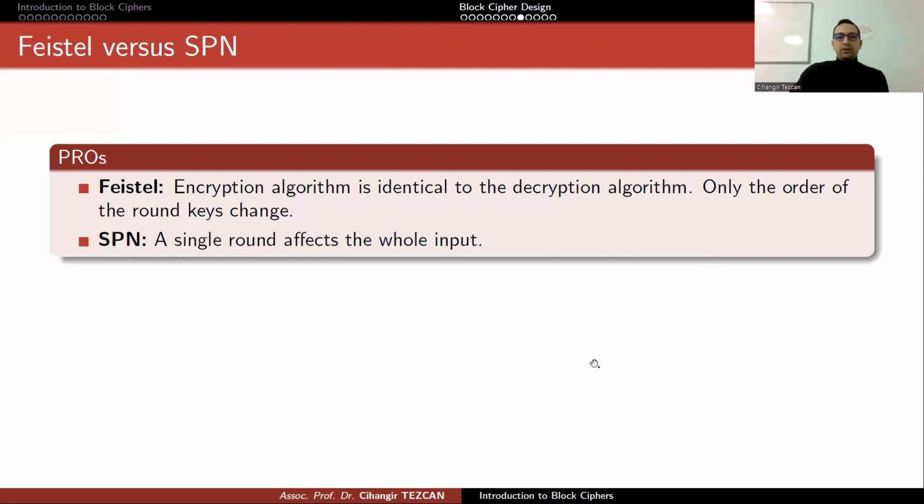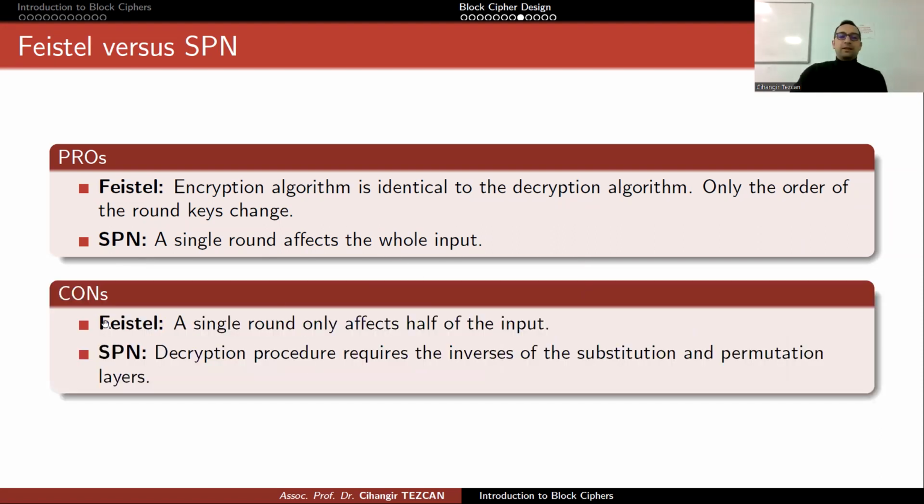So let's talk about pros and cons. I briefly explained a few of them, but let's look at the pros of the Feistel. The encryption algorithm is identical to the decryption algorithm. Only the order of the round keys changes. But the good thing with the SPN is that a single round affects the whole input because you feed it into the substitution and confusion layer.